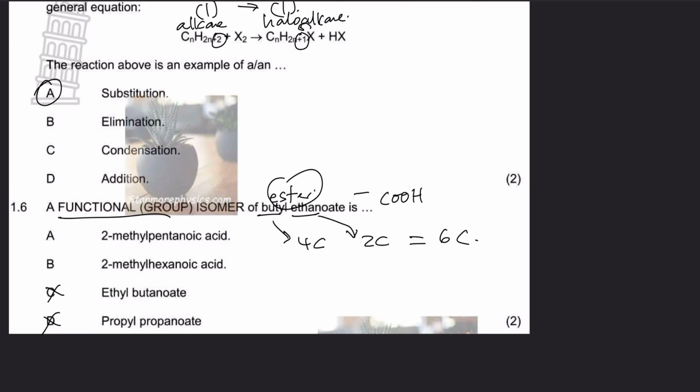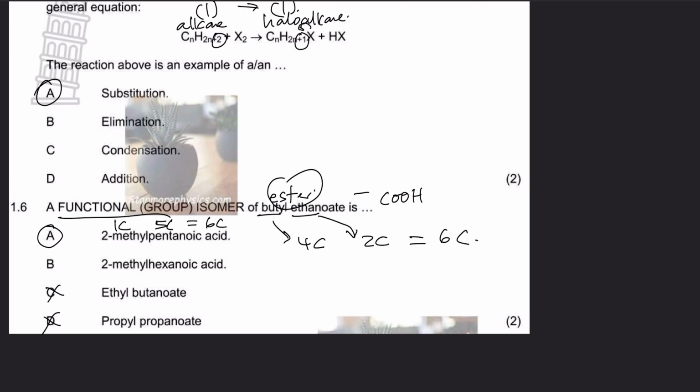the same, right? So let's look at the first one, A, 2-methyl pentanoic acid. This methyl means 1 carbon. Pentanoic acid means 5 carbons. So that's a total of 6 carbons. So this is looking more likely to be the answer.